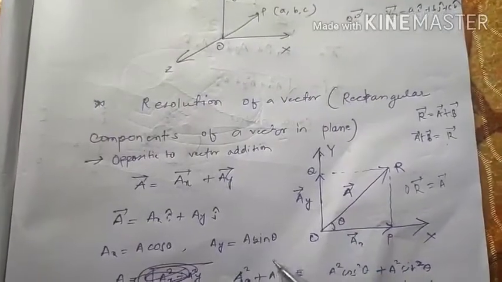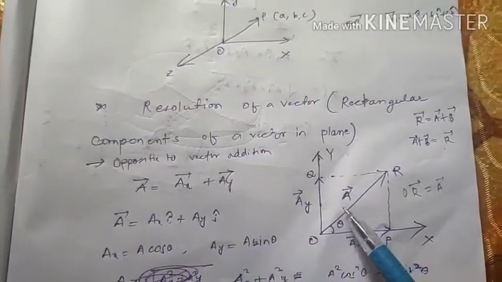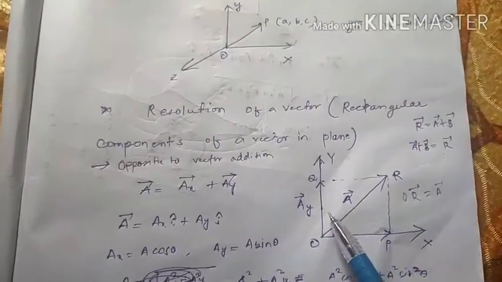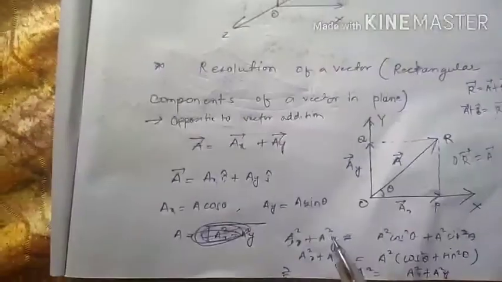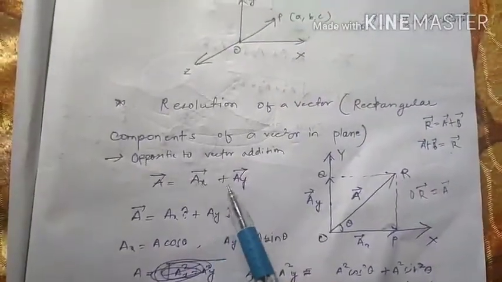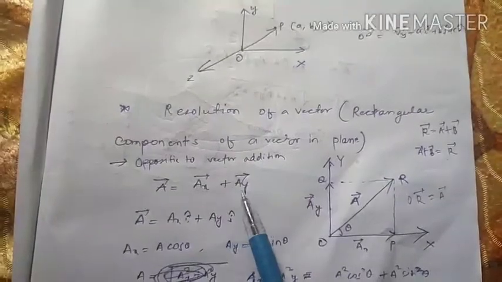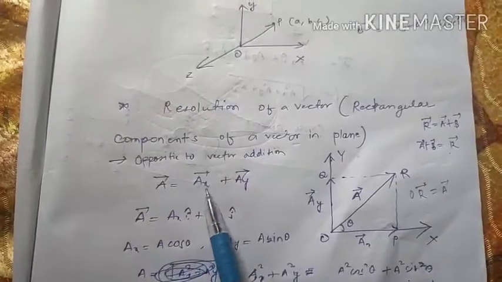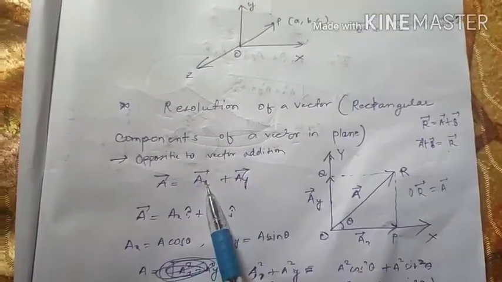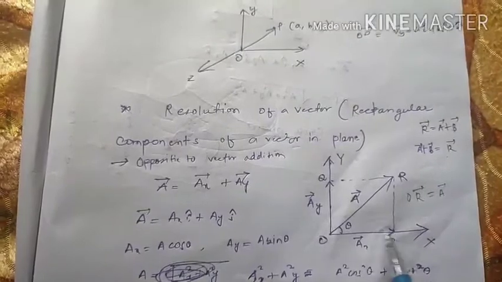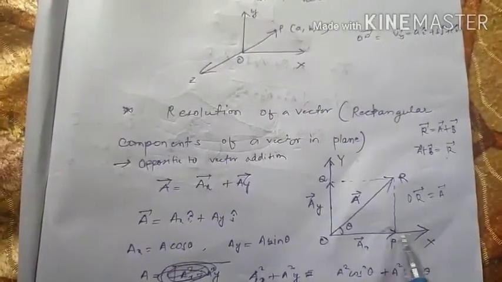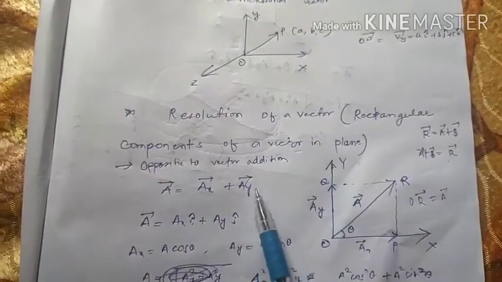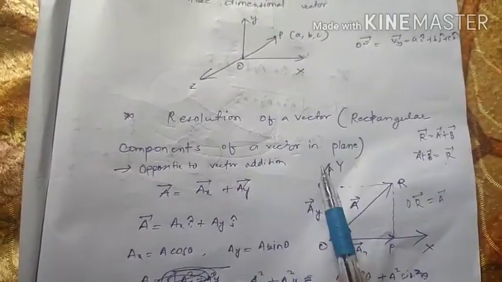If we had 3 dimensions, then we could resolve this vector into 3 components, ax, ay, and az. In a plane we resolve into 2 components. So vector a can be written as vector ax plus vector ay. Again, if we want to write this in terms of unit vectors, we write ax as magnitude ax times i cap for the x direction, and for the y direction, ay vector as ay times j cap.